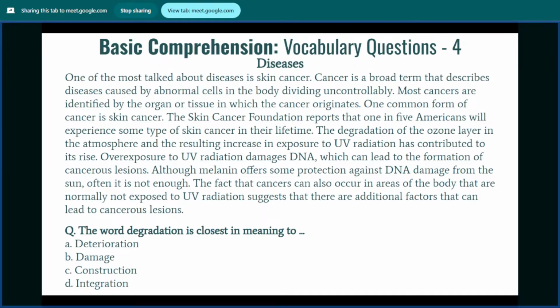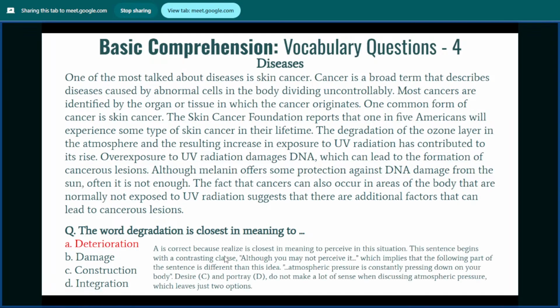Here the word is not highlighted. Yeah, it's not highlighted. Actually, these are created by me, so that's why I haven't highlighted yet. Okay. Damage. B. Damage. Are you sure? Okay, it's E.